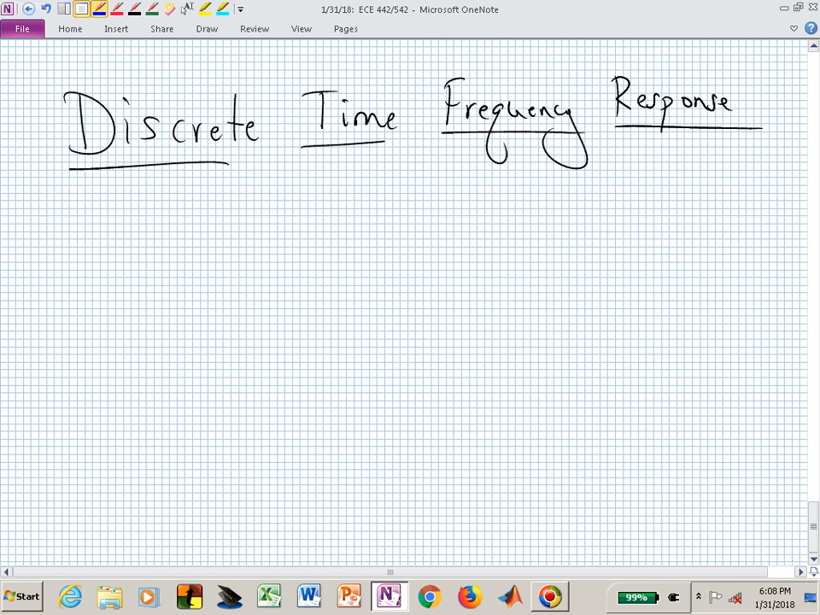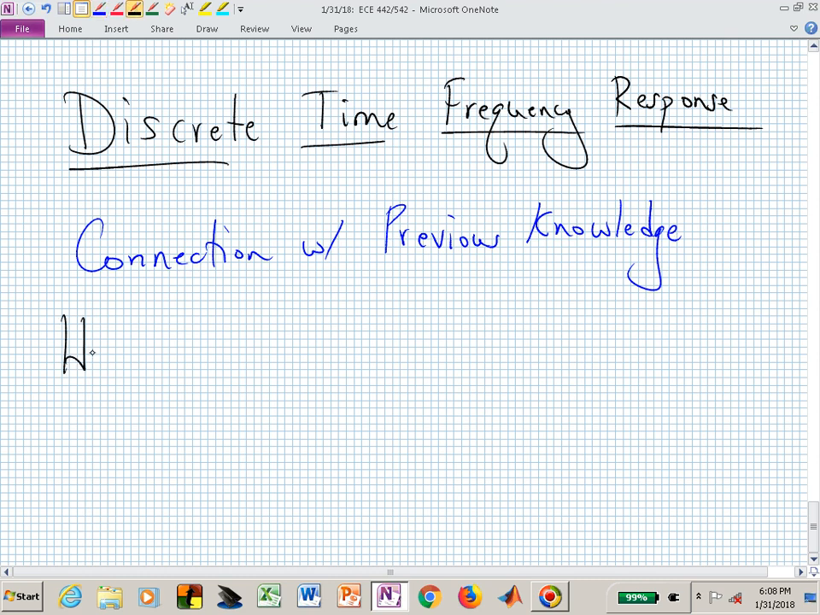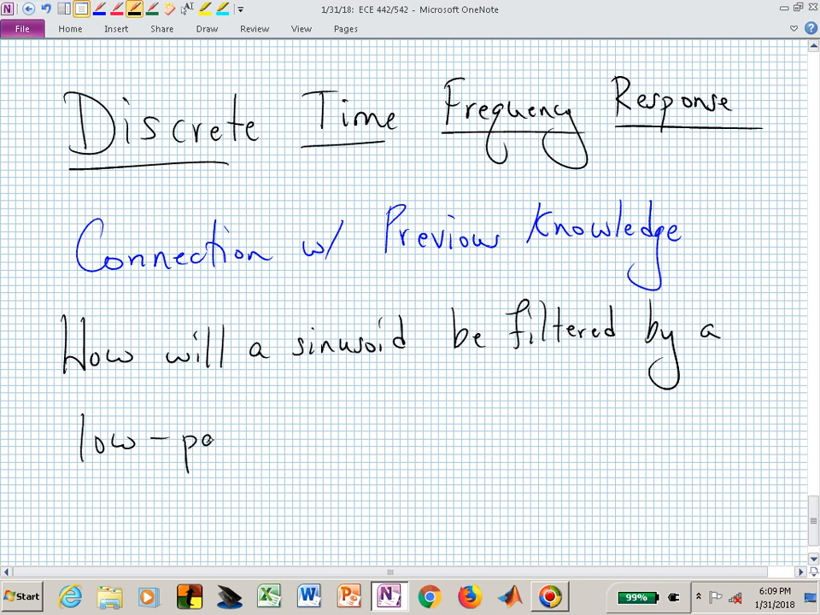And before we jump into the discrete time case, let's go back and remind ourselves where we've been, or I'll connect you with something that maybe you're a little bit more comfortable with. Let's now say, here's the connection with your previous knowledge. Or here's a question. How will a sinusoid be filtered by a low-pass filter?